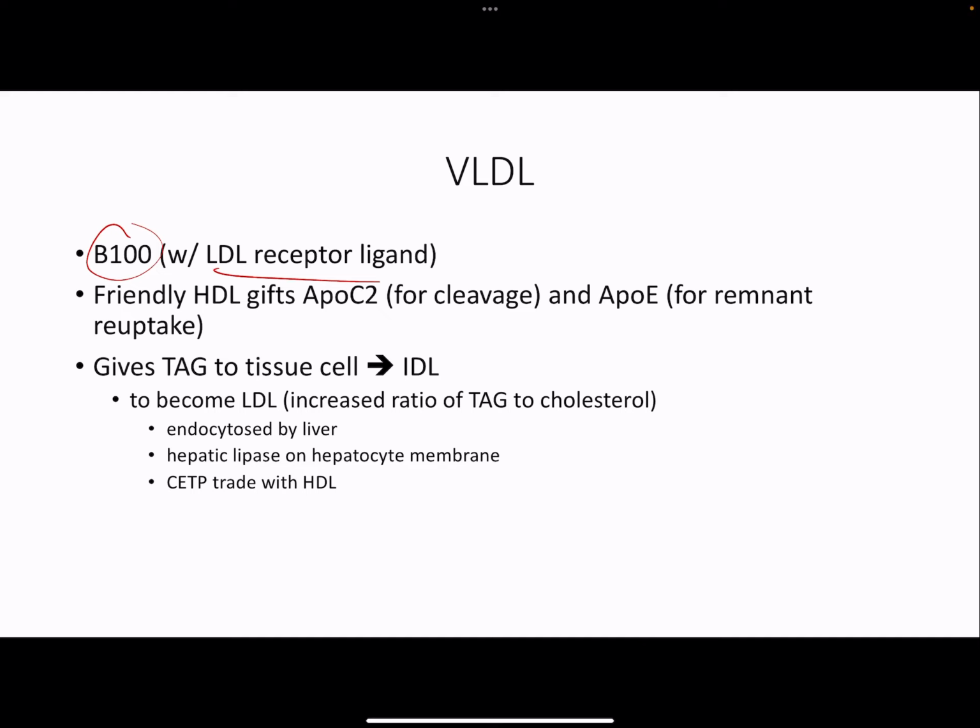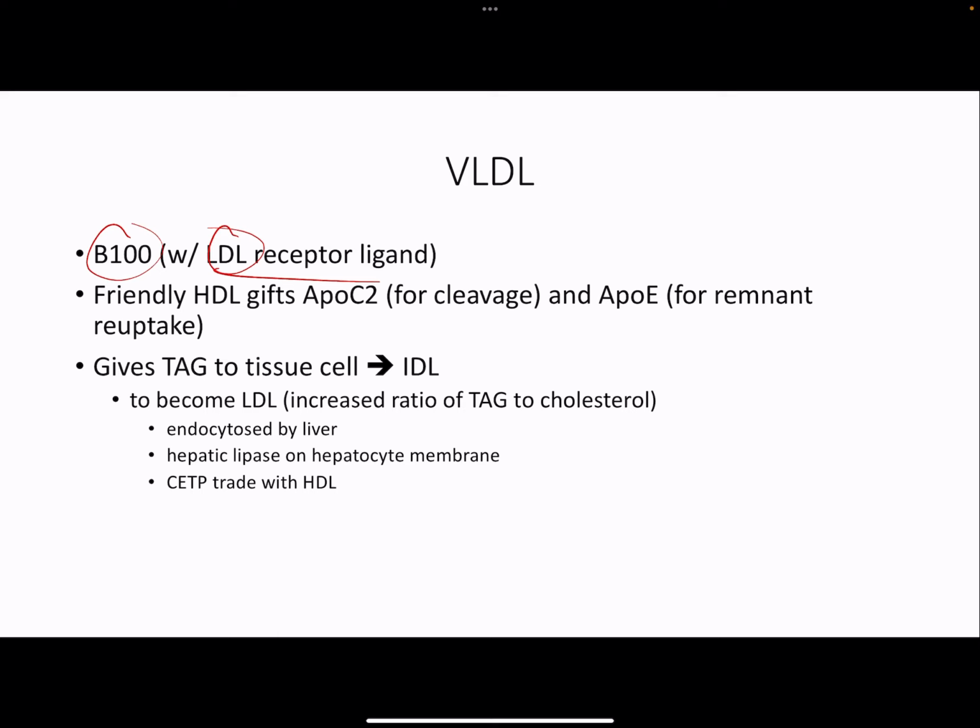That's because the VLDL might use it a little bit. Some of the VLDLs actually might be taken up. But I think how we should think of it is VLDL becomes IDL becomes LDL, and the LDL is the one that needs this LDL receptor ligand, literally named for the thing that needs an LDL receptor.